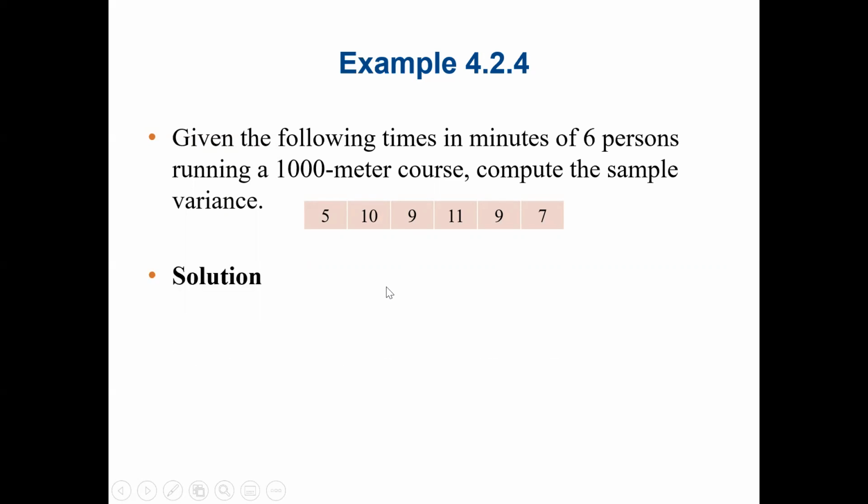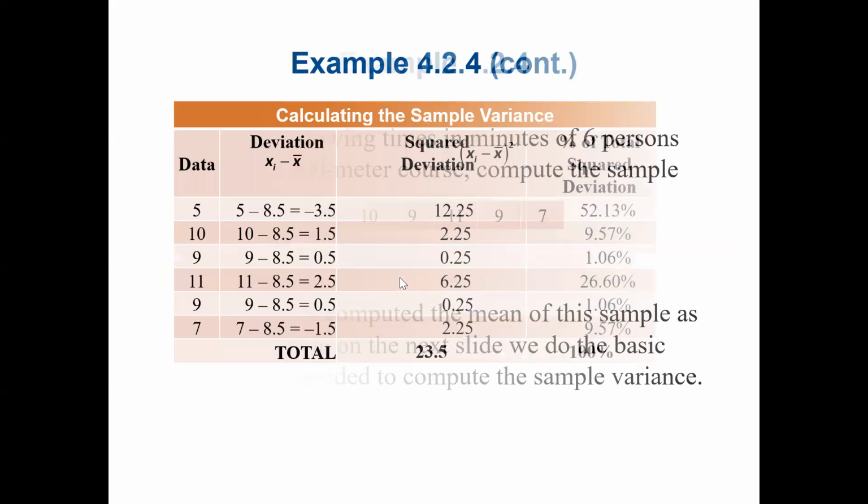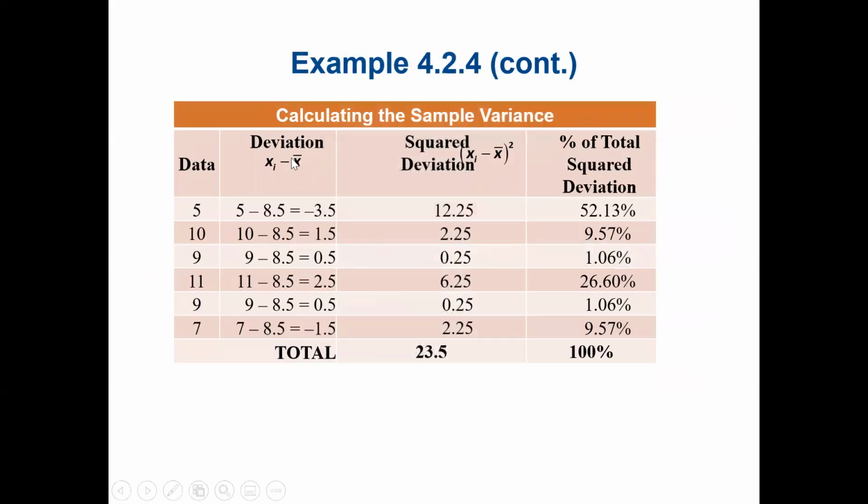So first, again, we look for the mean. We say the mean is 8.5. Add all the values, divide by 6. Then after we get the mean, we are going to subtract it from each value, which we did here, the deviation. But this time we are going to find the squared deviation, not the absolute deviation. So the result that we have, we square each one.